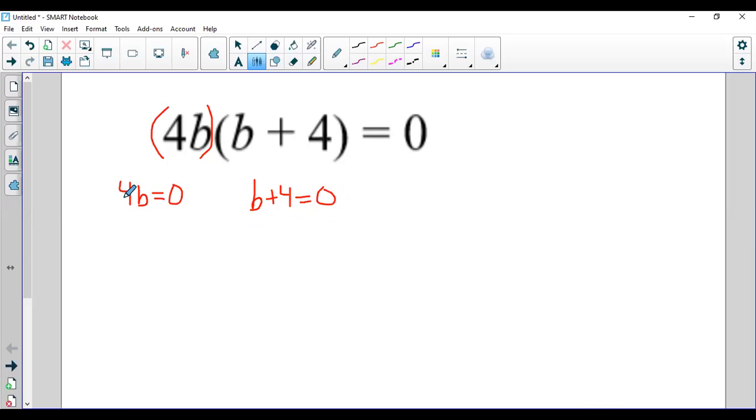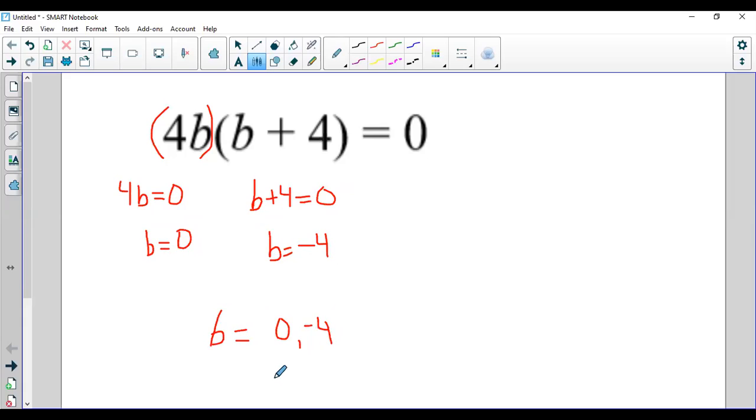I'll solve them each separately. Divide both sides by 4. That's an easy one. B is equal to 0. And this one I'll subtract 4 from both sides. And b is equal to -4. So you get two possible answers. And really, you should write your answers together kind of like this. You would say that b is equal to 0 or -4.